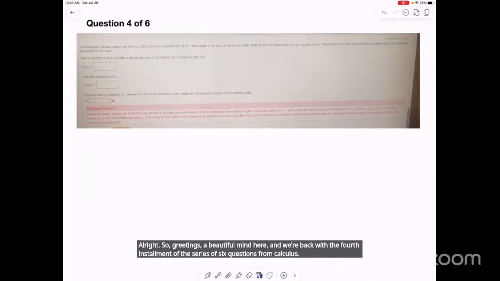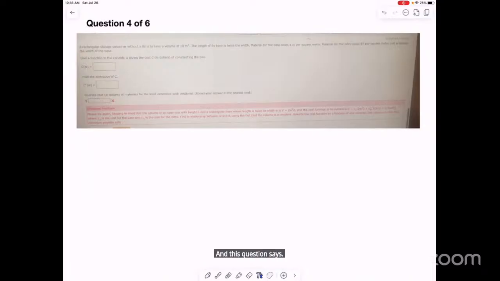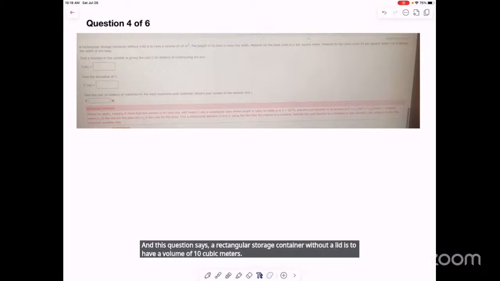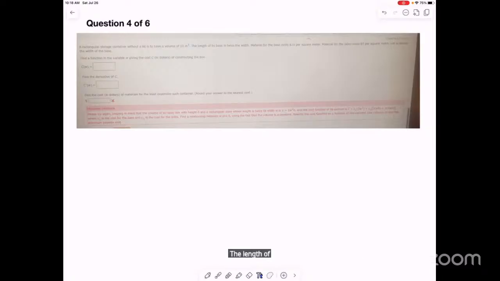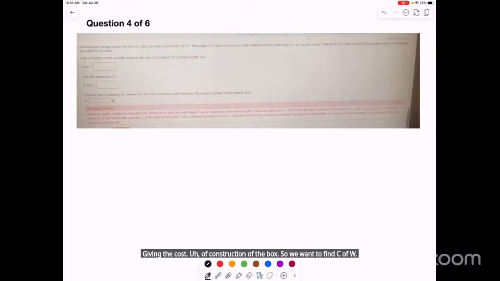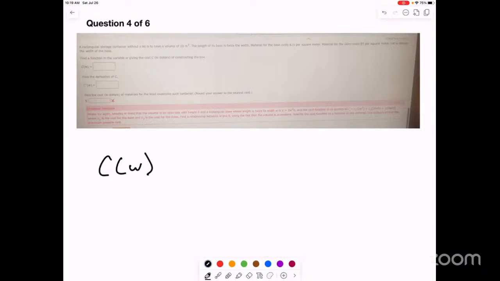This is the fourth installment of the series of 6 questions from calculus. The question says, a rectangular storage container without a lid is to have a volume of 10 cubic meters. The length of its base is twice the width. Material for the base costs $15 per square meter. Material for the sides costs $9 per square meter. Let W denote the width of the base. Find a function in the variable W giving the cost of construction of the box. So we want to find C of W, the cost based on the width.